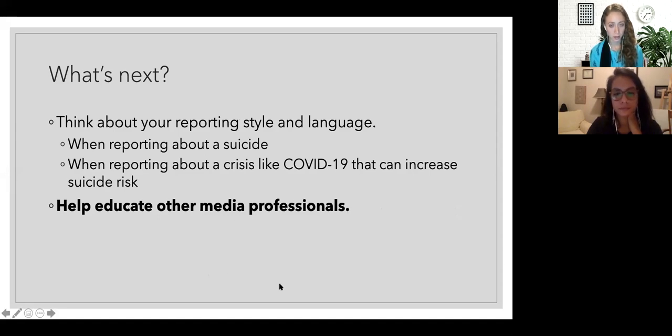Also, help to educate other media professionals. One of the reasons why we're holding this workshop as a mixed group with mental health professionals and media professionals is because we would really like for teams to partner moving forward, to be able to present this hopefully in Bangla or in different languages, to be able to share this with more people.